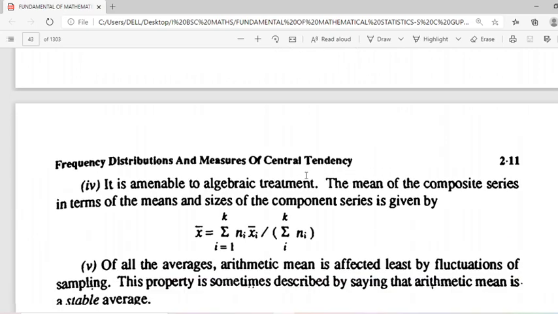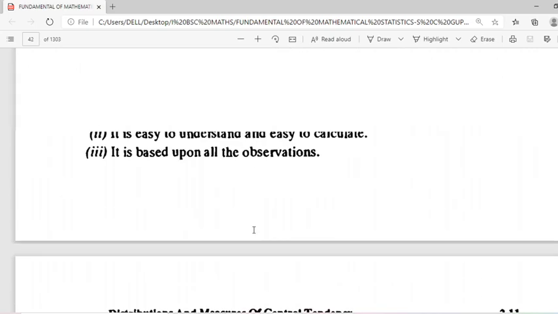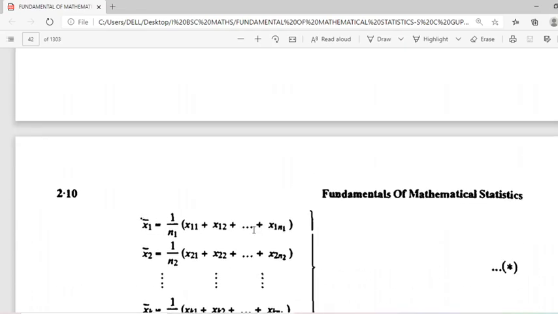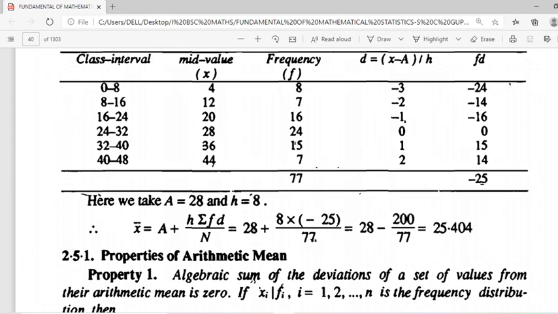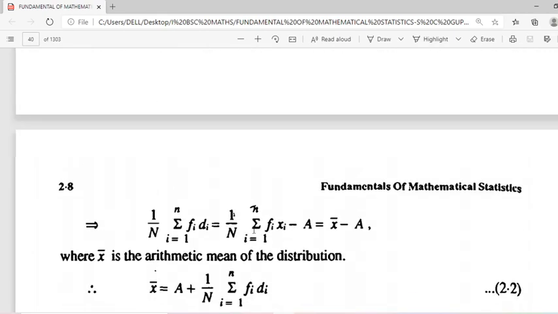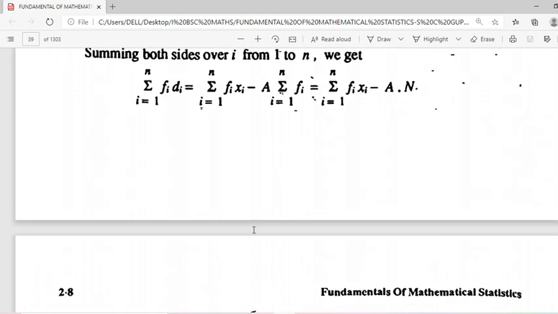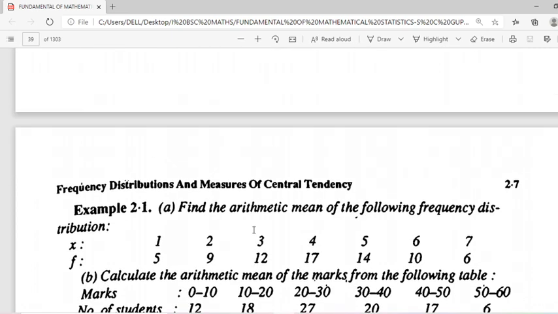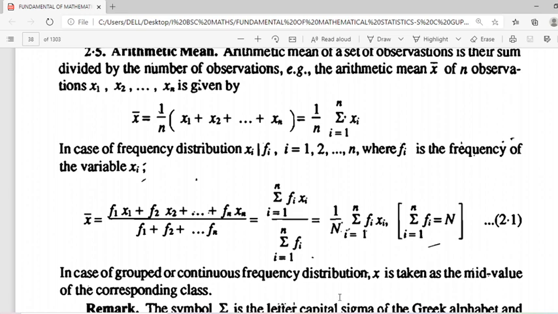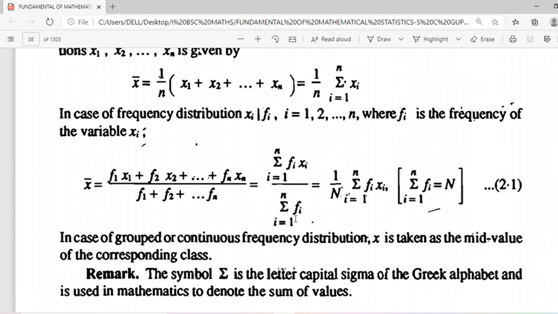I think this is the formula we have already discussed for the frequency distribution. Yeah, this is the formula for calculating, this one, equation 2.1. So instead of frequencies, we have used weights. Okay, so a similar formula is used in frequency distribution as well as in weighted arithmetic mean calculation.